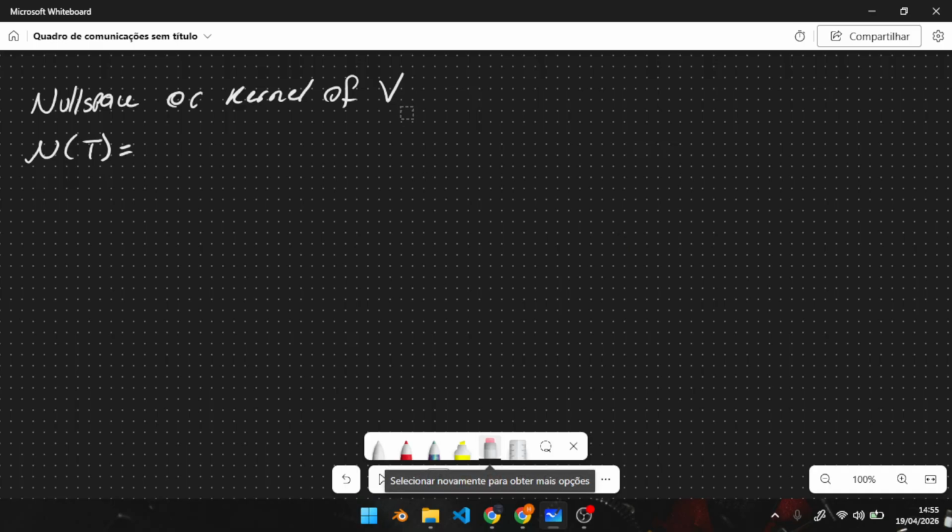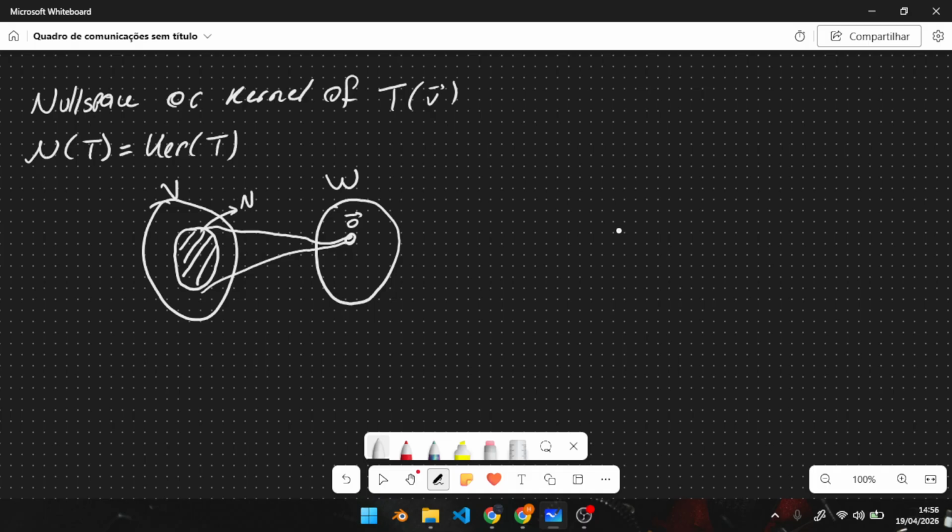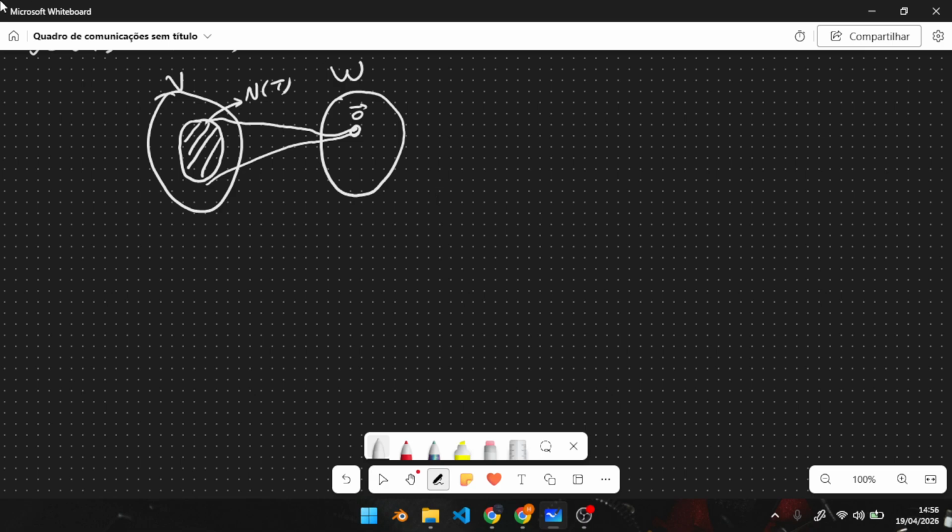No, it's not of the space. It's of the transformation of a vector. You can see it like this. You have a vector space here, you have another vector space, and you have a set of vectors here that when you transform them through that transformation, you always get the null vector. This right here is the null space of T, or the kernel of T. So it's all the vectors in V that when you transform them, you get the null vector in W.